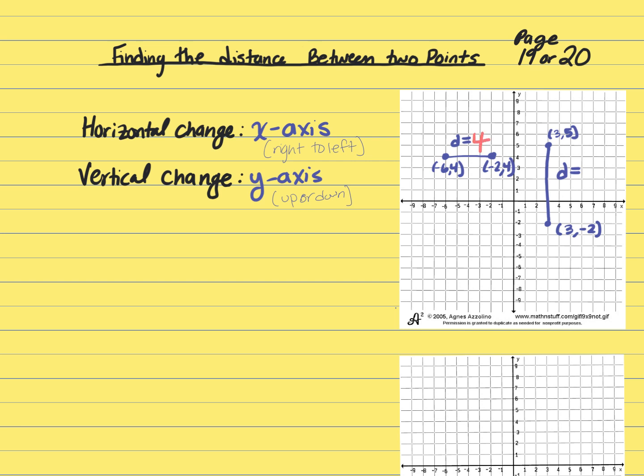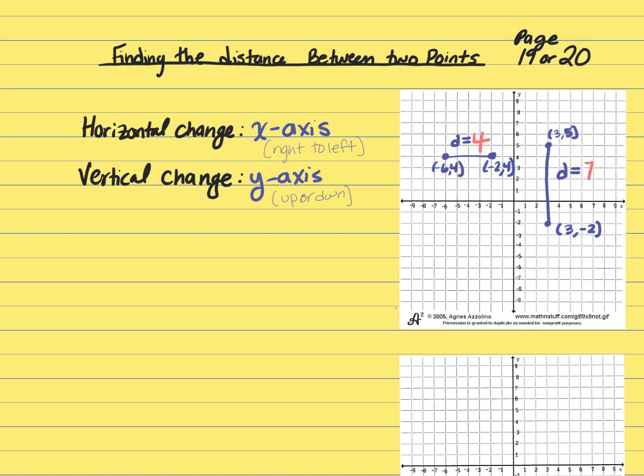And if we look at the vertical distance right next to it, we don't look at the x values. When we're looking at vertical change, we look at the y-axis, the up or down. So we look at the y coordinates, 5 and -2. To get from 5 to 0, that's 5, and then to get from 0 to -2, that's another 2. So that's a distance of 7. The distance is 7 here.